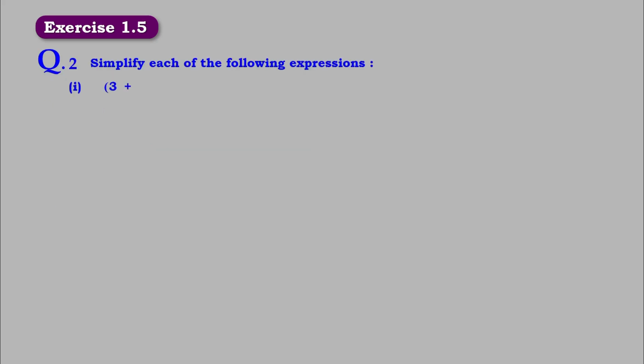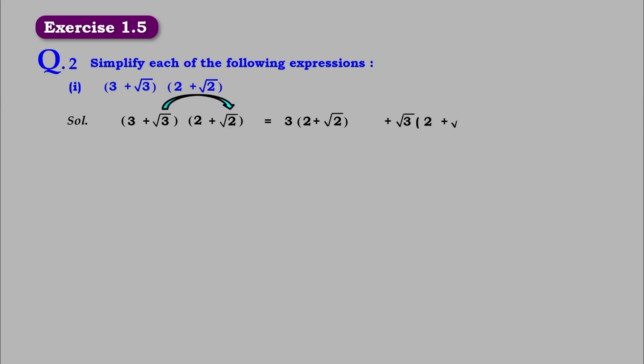Now question number 2. Simplify each of the following expressions. 3 plus root 3 and 2 plus root 2. Let us do it step by step. First we will multiply 3 with 2 plus root 2, and then root 3 with 2 plus root 2. Now we will multiply 3 with 2 and then 3 with root 2, and then root 3 with 2 and root 3 with root 2. That we got root 6.